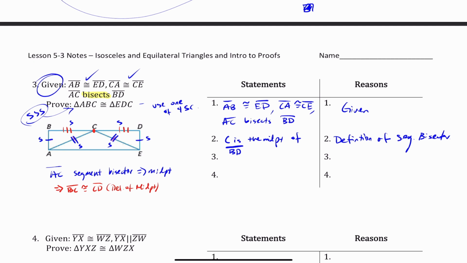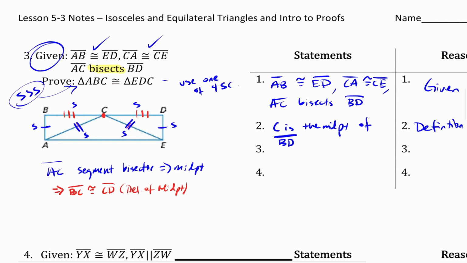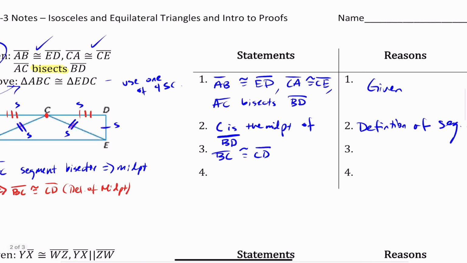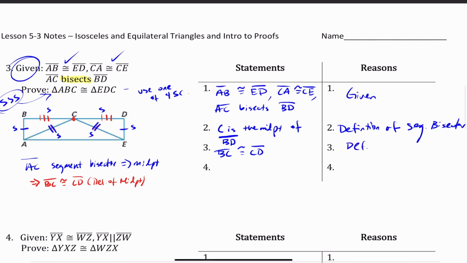Okay, so what happens if C is the midpoint to segment BD? Well, it's going to split the segment into 2 congruent parts, right? So I will now write BC is congruent to segment CD, and that's because of definition of midpoint. Okay? And then lastly, my proof should be triangle ABC is congruent to triangle EDC. And that's because of side, side, side. Okay.